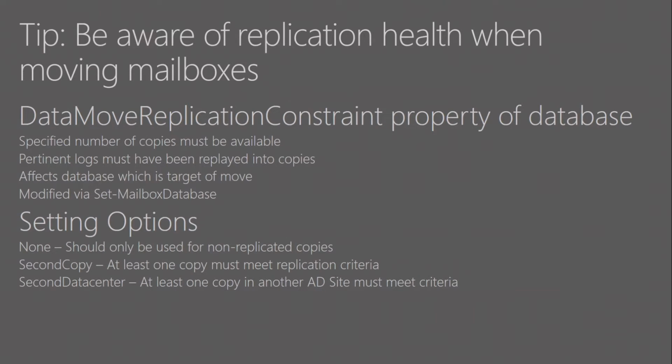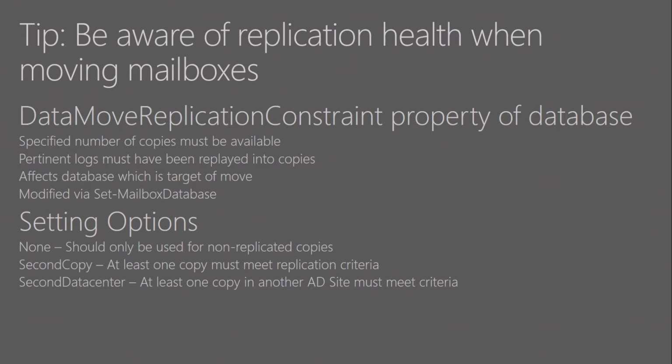the mailbox replication service can talk to the DAG and look at the health status and see, all right, this destination database that I'm moving the mailbox to, is it in a healthy state? Does it have at least one passive copy that's healthy and up to date and has the relevant transaction logs replayed into it? Because if I'm moving a mailbox here, I want to make sure that the database is healthy and has all the transaction logs that included that move.